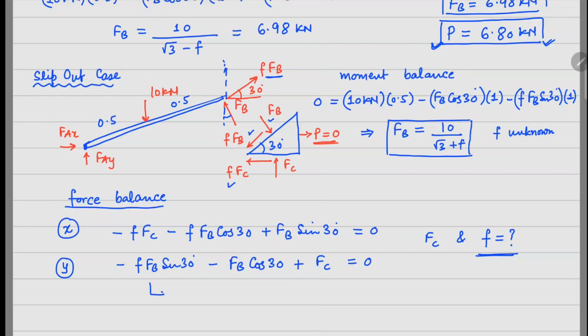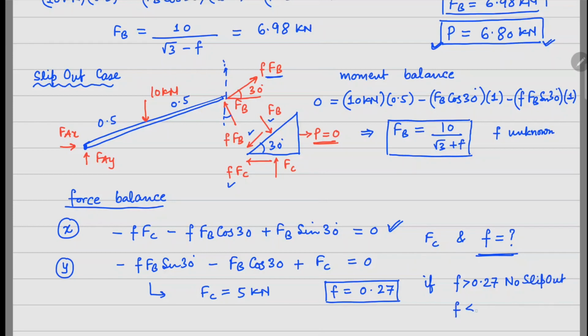So when you solve this second equation here, substituting the value of FB there, your FC directly comes out to be 5 kilonewtons, and when you put it back in the first equation right here, you're going to get one quadratic equation in terms of F, which is the friction coefficient, and there will be two roots to it. One of them will be negative. Since friction cannot be negative, the only positive root that you get for this is 0.27. So if F is greater than 0.27, then the block holds its place and there is no slip out, and if F is less than 0.27, then it's going to slip out, or for better, this is the equal sign theory. Okay, so the borderline or the boundary case is when your F is 0.27.